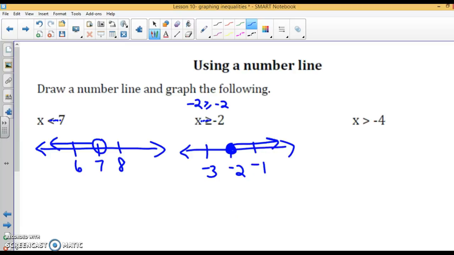So I shade. X is greater than negative 4. Here's negative 4, negative 5, negative 3. X is greater than negative 4. So open circle because it's not equal to negative 4. Greater than to the right. Think about a number line. The big numbers are to the right, the little numbers are to the left.